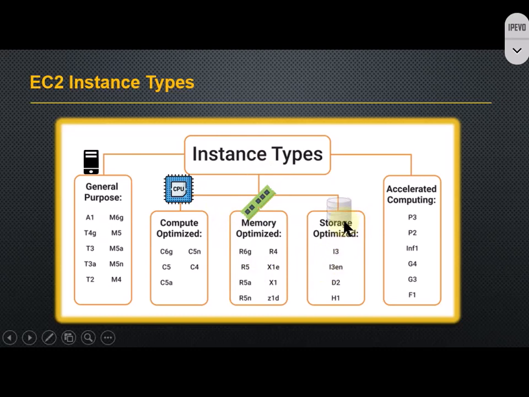Then maybe somewhere we need storage optimization. For that we are going to use these kinds of instances. Then accelerated computing, sometimes we need a video graphic adapter, visualization, virtualization. This is where we are going to use accelerated computing, denoted with P, I, G4, G3 and F1.